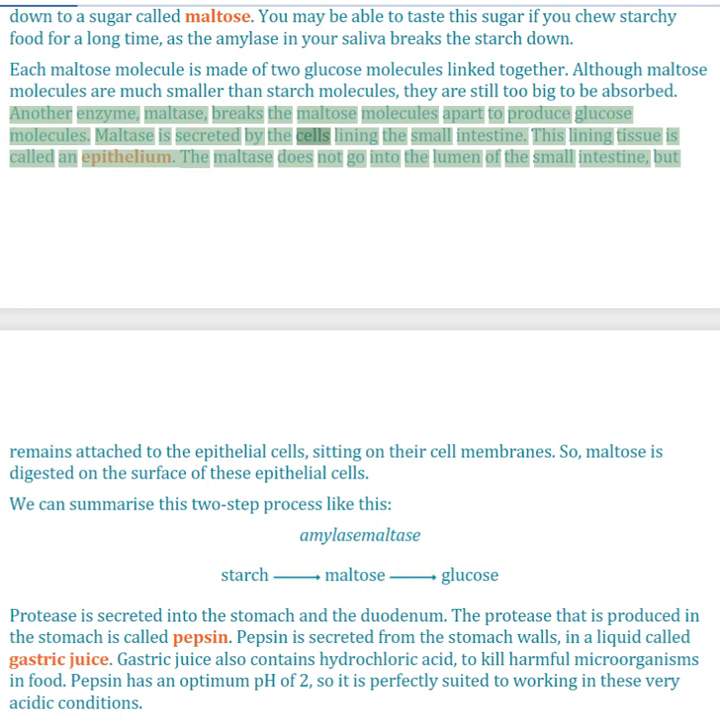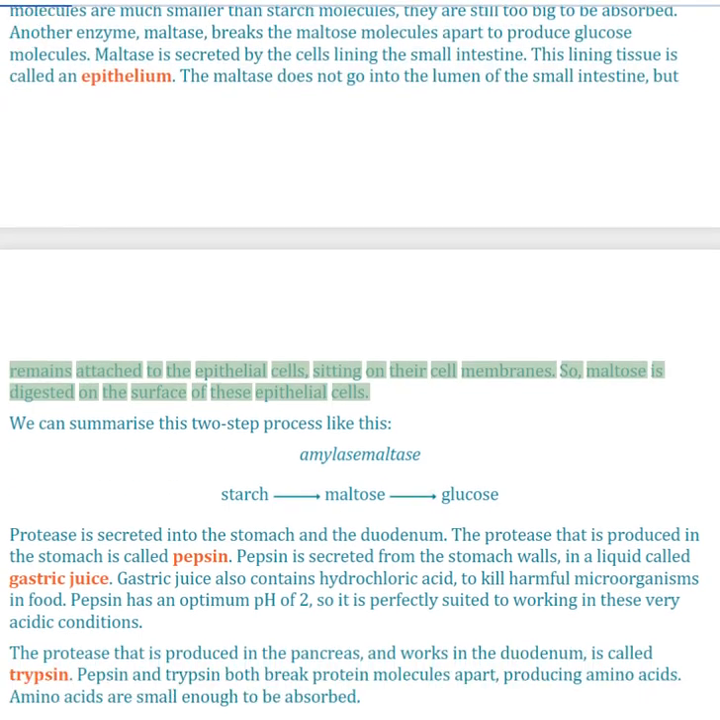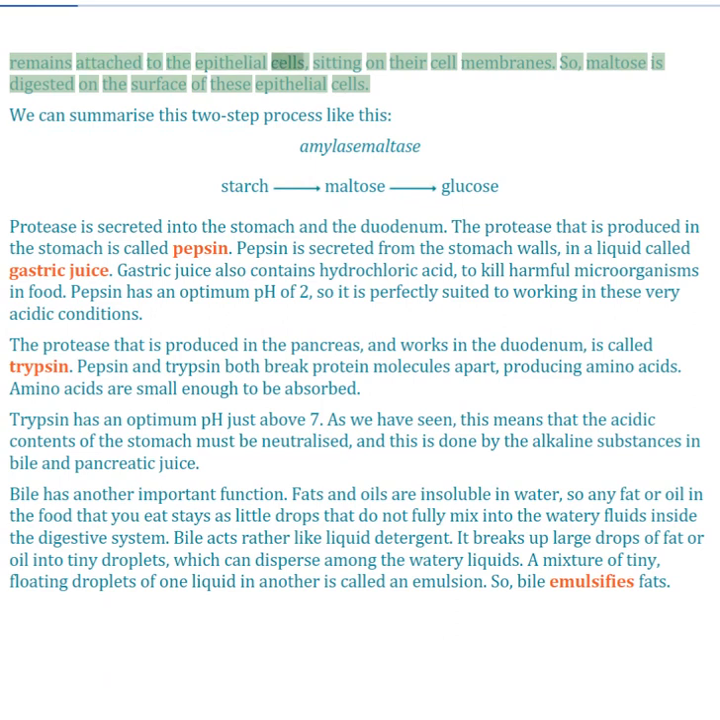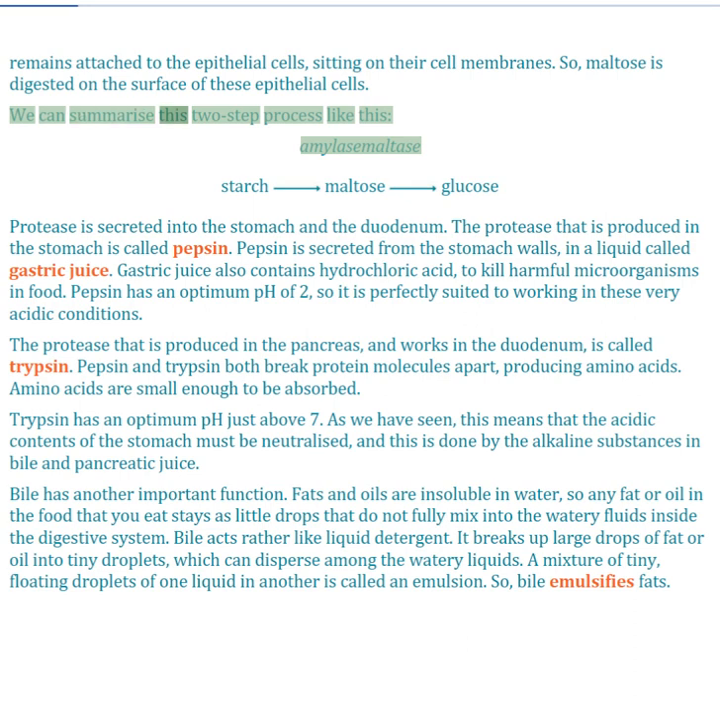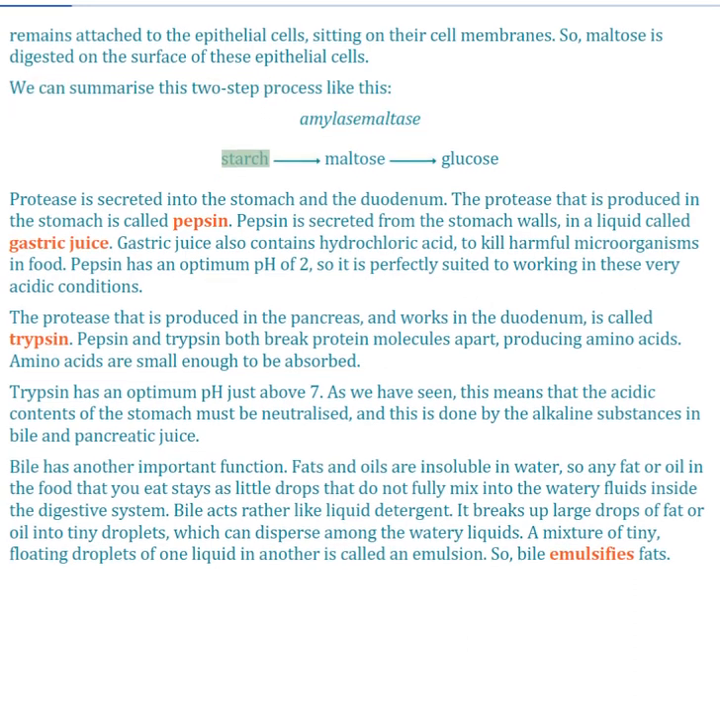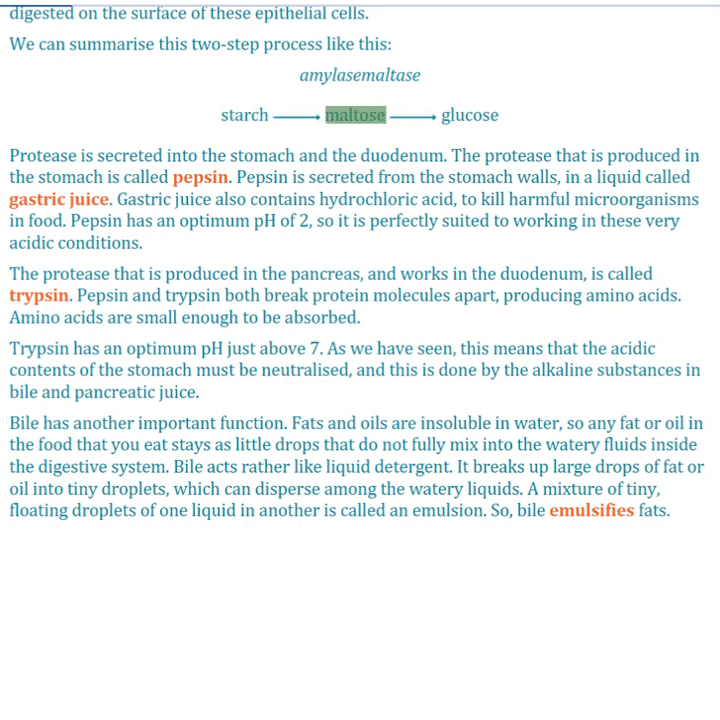Maltase is secreted by the cells lining the small intestine. This lining tissue is called an epithelium. The maltase does not go into the lumen of the small intestine, but remains attached to the epithelial cells, sitting on their cell membranes. So, maltose is digested on the surface of these epithelial cells. We can summarize this 2-step process like this: amylase, starch, maltose, glucose.